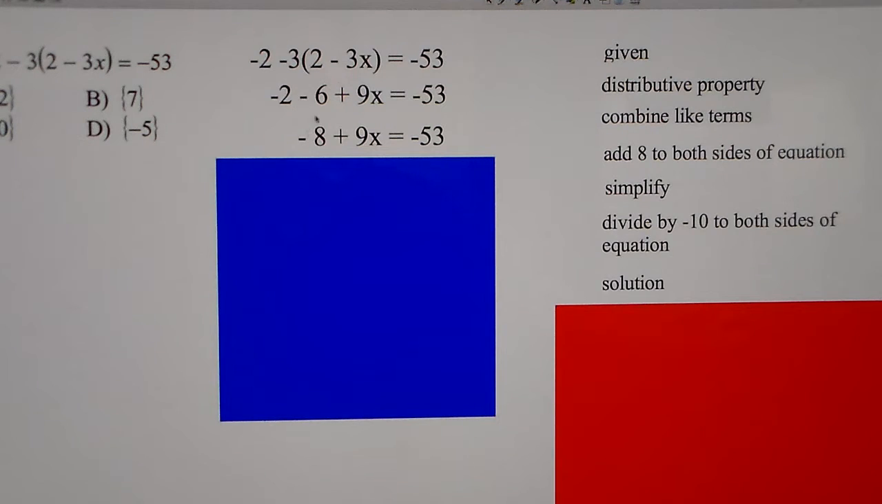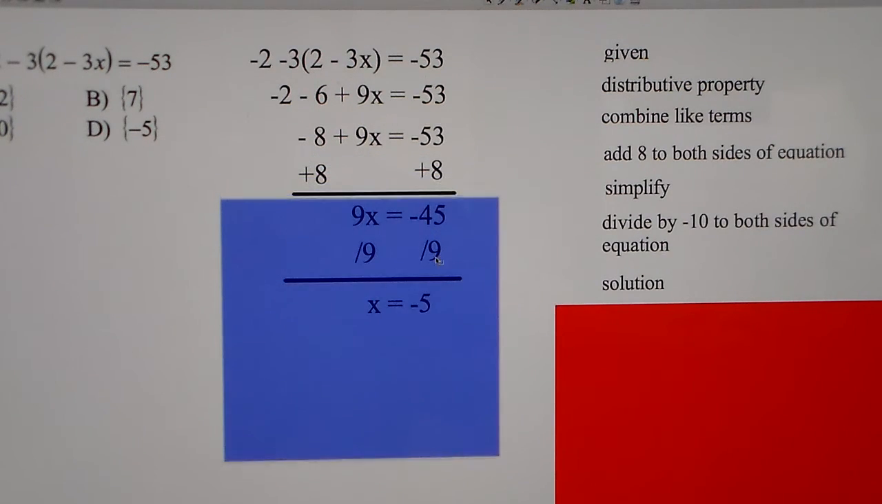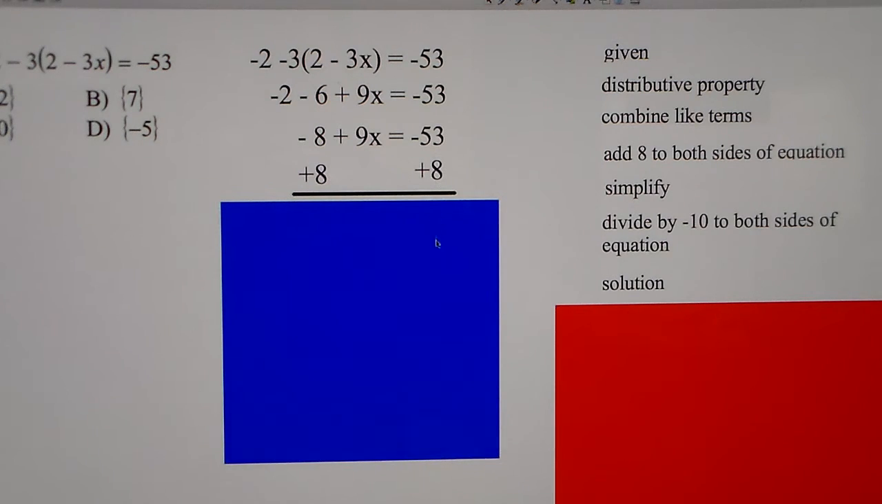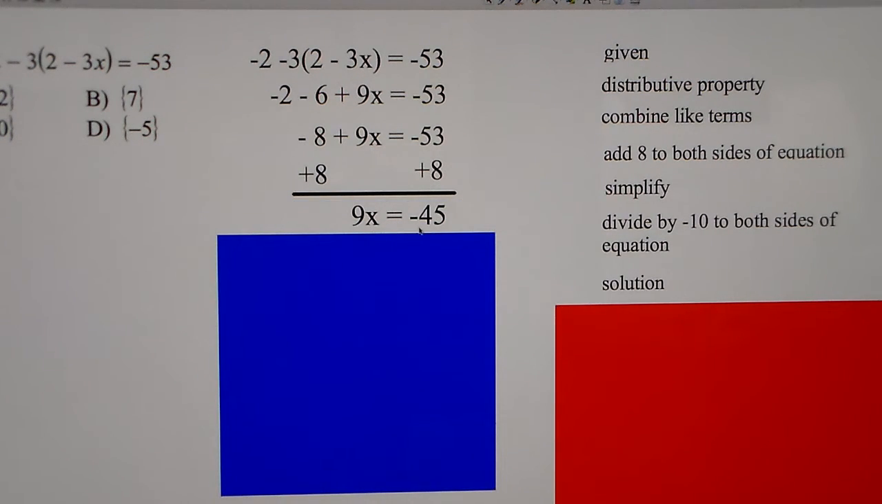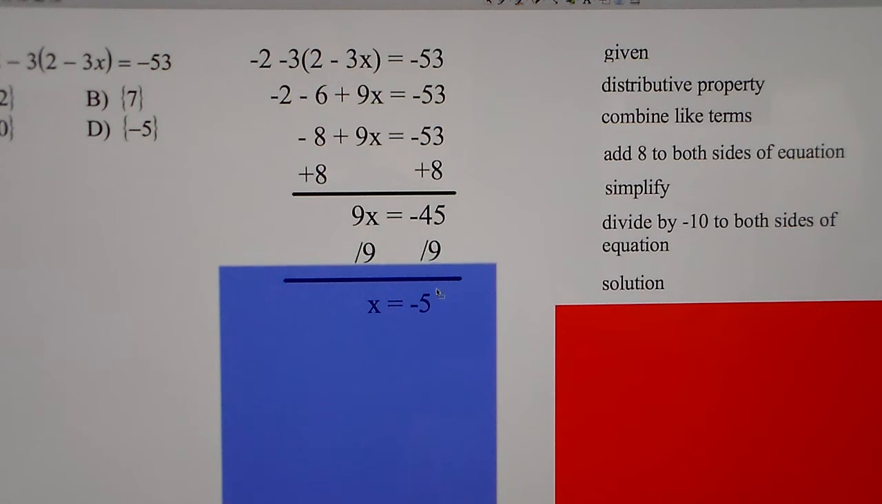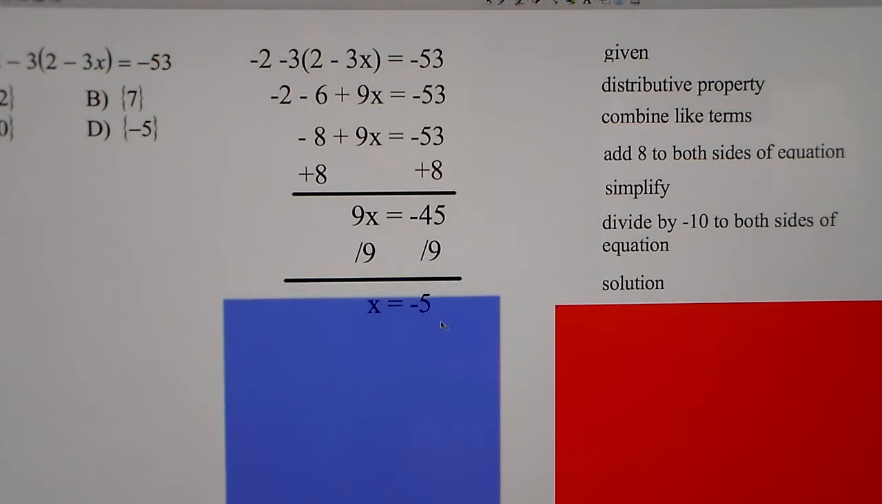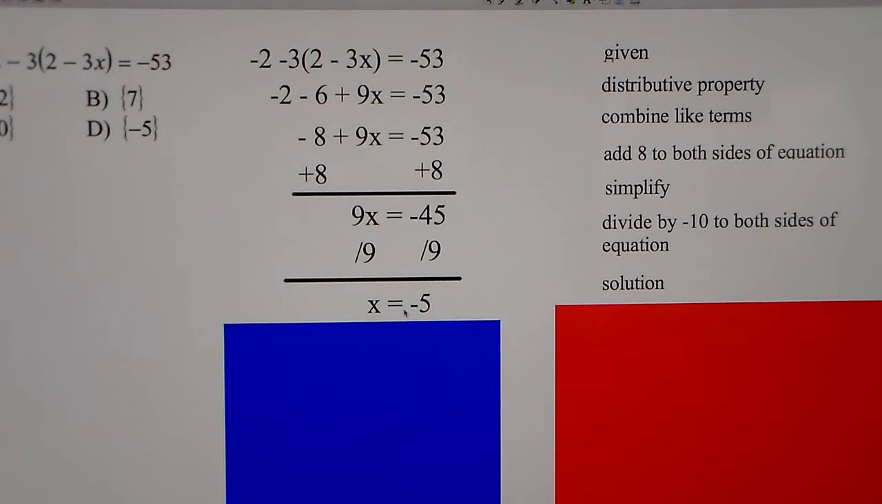Then you combine your like terms here of negative 2 minus 6 gets you negative 8. Carry down your 9x, carry down your negative 53. Add 8 to both sides. You get 9x equals negative 45. Divide by 9 to both sides. And you get x equals negative 5 as your solution.